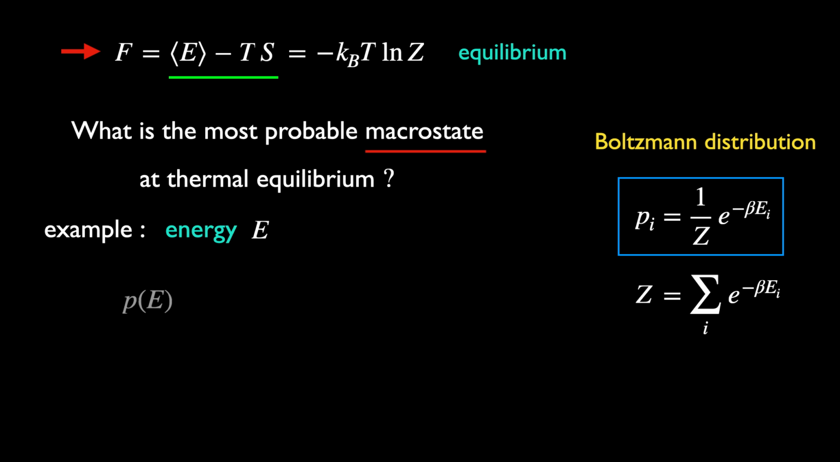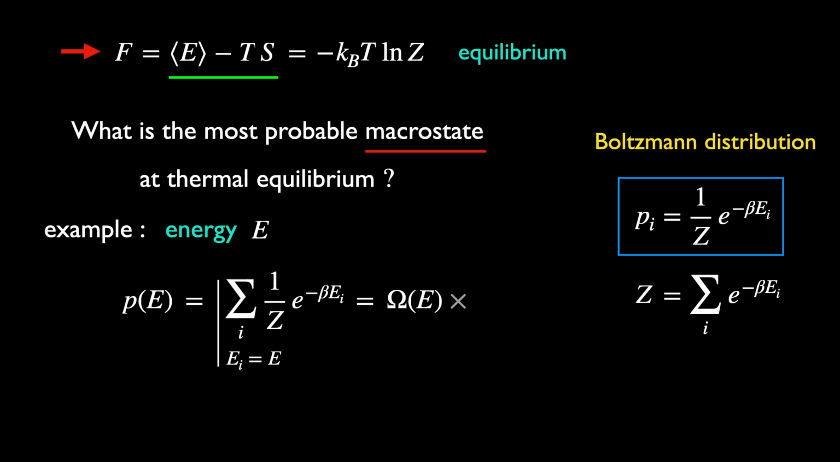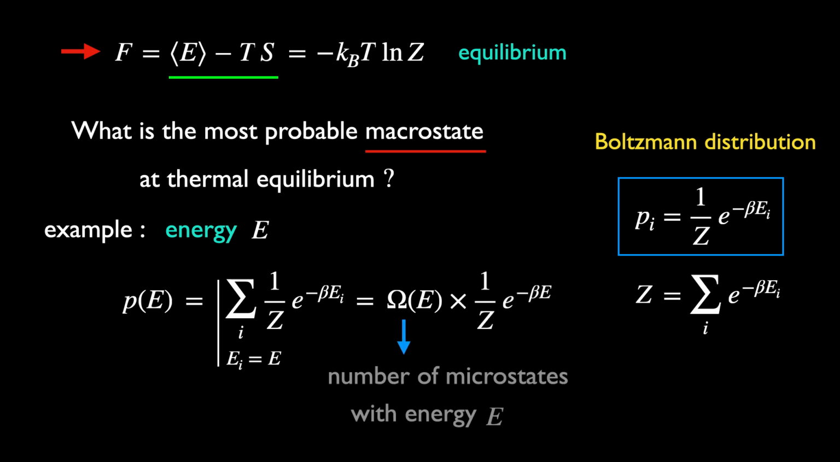To answer this question, we simply have to sum over all the probabilities from the Boltzmann distribution that correspond to the same energy. These correspond to all the states in a microcanonical ensemble with the same energy E. All these states must necessarily have the same probabilities, and thus the total probability is just the number of microstates omega multiplied by the individual probability. We can simply ignore the 1 over Z since it is just an overall normalization factor and irrelevant to our purpose.